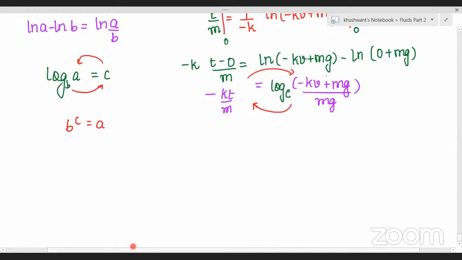How many of you have understood the expansion? Quickly raise your hand. Everybody, I repeat, we know the log formula: if log of a to the base b is equal to c, then b to the power c is equal to a. The same logic will be applied here.